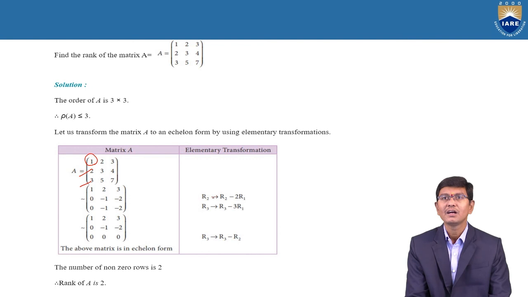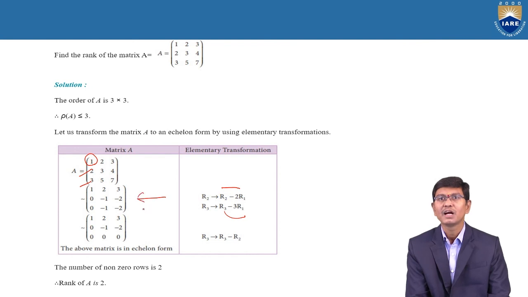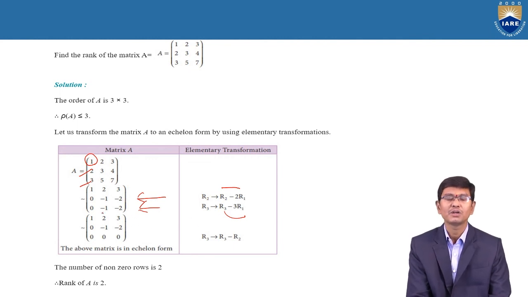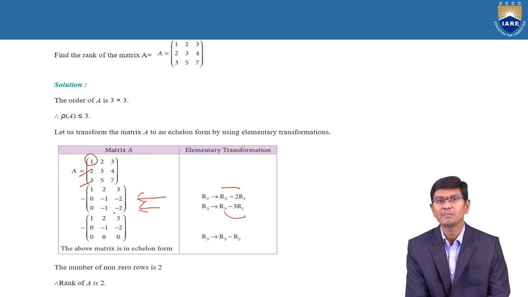By applying R2 minus 2 R1, and similarly R3 minus 3 R1, the rows are changed to 0, minus 1, minus 2, and the third row is also changed to 0, minus 1, minus 2. Both are repeated, that is the R2 row and the R3 row.